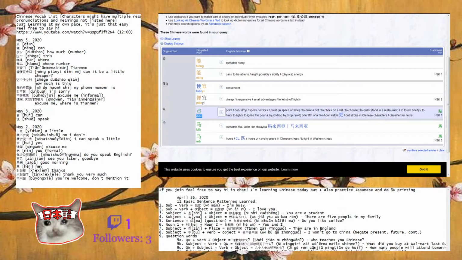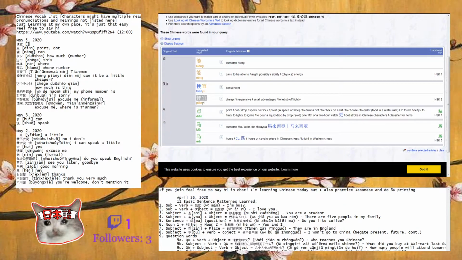Point, draw a checklist to order food, touch briefly. What else do we have? Cheap and expensive. Can, that's question mark. Got that. Okay, that's everything.